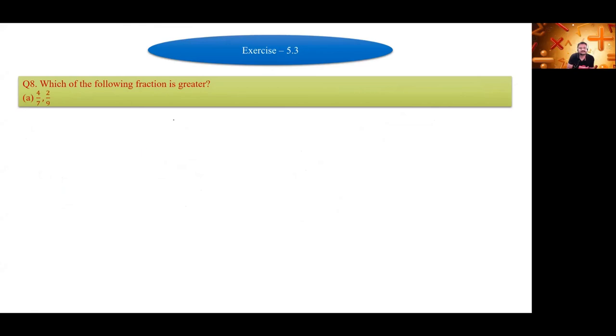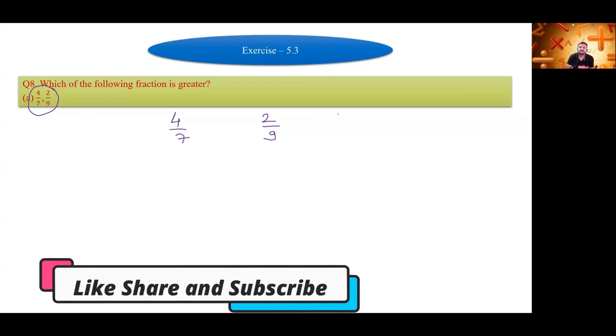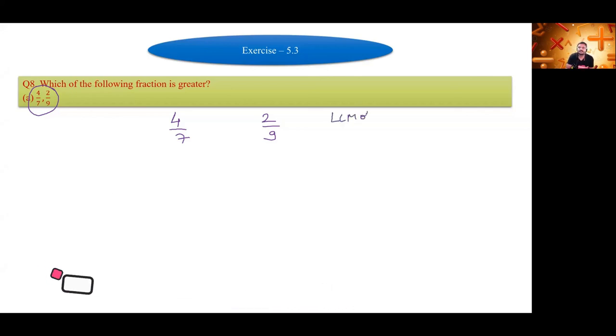Which one is greater? 4 by 7, 2 by 9. Now first tell me, beta, these two are like or unlike fractions? Sir, unlike. So first we will convert them into like fractions, then we will do the comparison. Okay. So for converting it, what we will do? LCM of denominator. What will be the LCM?